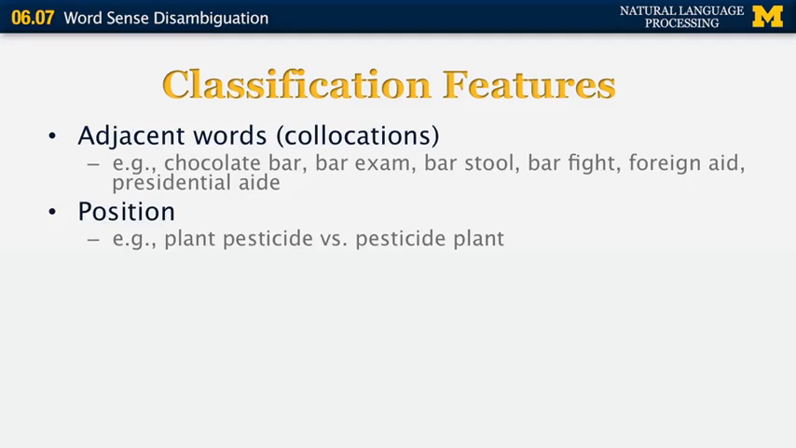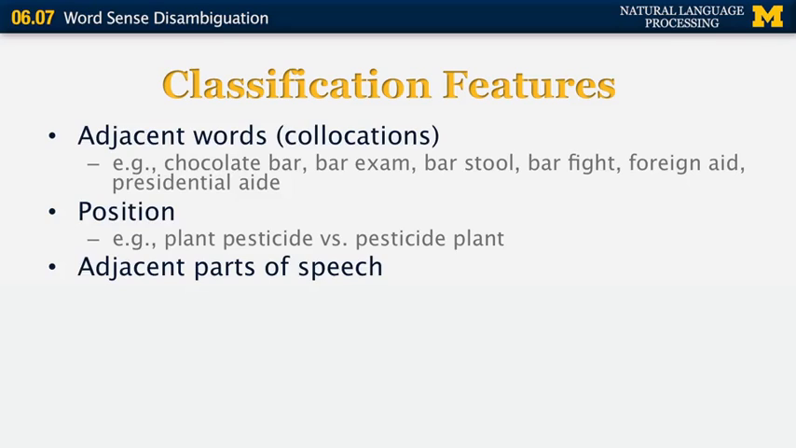We can also look at the position. It is important to realize that the collocation, like plant pesticide, is different from the collocation pesticide plant. The first one refers to the living thing sense of plant. The second one refers to the factory sense of plant. So position matters. We can also look at the adjacent parts of speech.